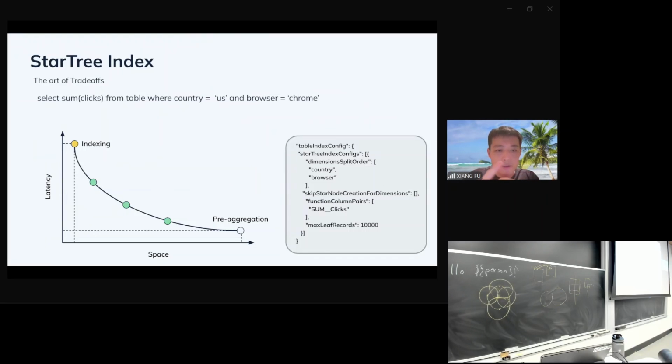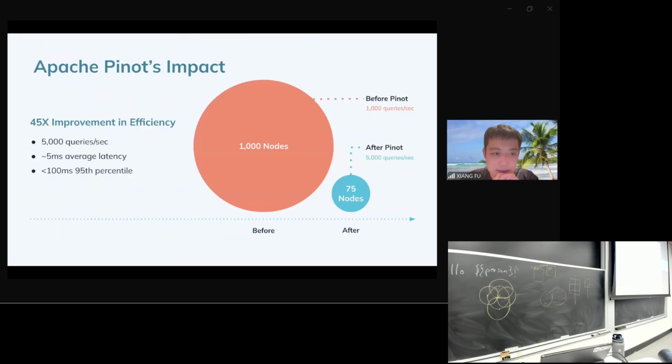Traditionally, if you want to use a materialized view, it's all or nothing. But we built something called the StarTree index, which allows you to do the trade-off based on your storage requirement. You can achieve lower latency with a certain amount of space usage. You can be at any point on this sliding line.